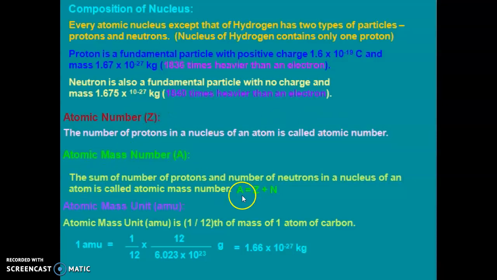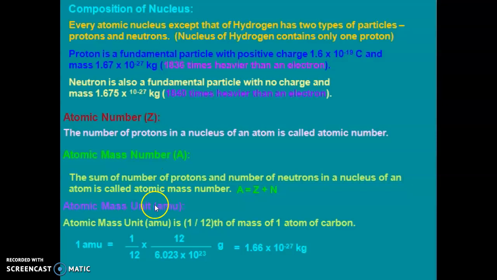The sum of the number of protons and number of neutrons in a nucleus of an atom is called atomic mass number. It is equal to number of protons plus number of neutrons. As protons and neutrons contain mass, it is also called atomic mass number. It is the number which indicates the mass of the atom. It is denoted by capital A.